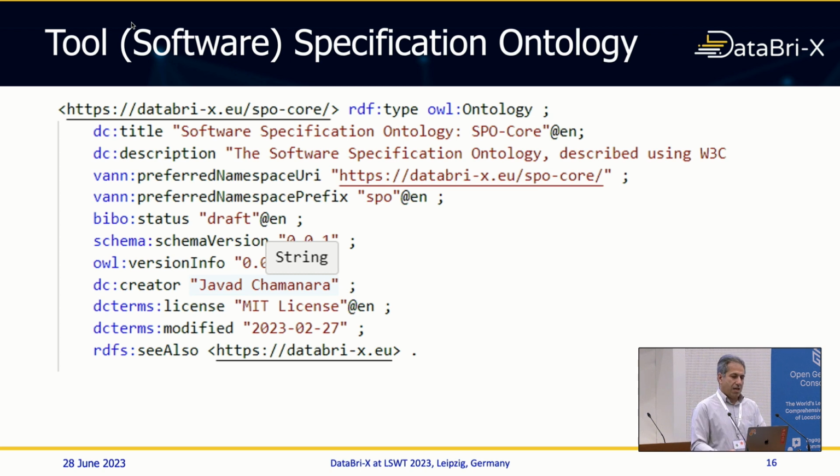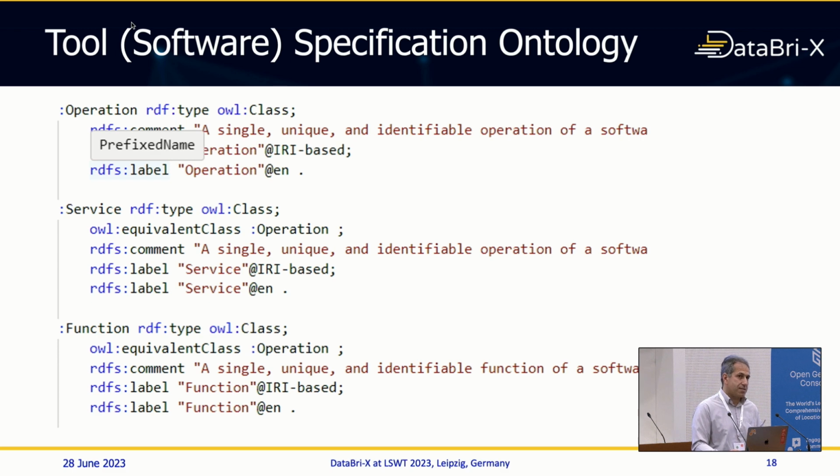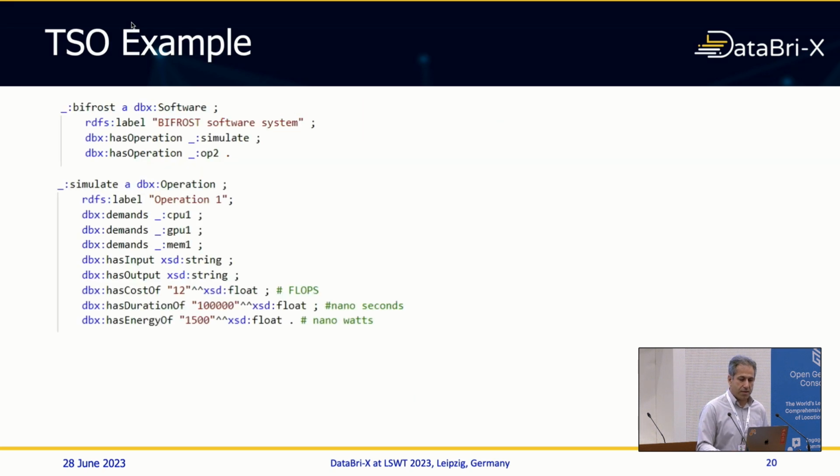Here, what we are doing is basically basic information about the software, basic information about the operations that the software is doing, and then the relationship between this: this is the duration of this operation, this is the time that it takes, this is the cost that it takes, and we have a software benchmarking platform that measures all the resources that are needed. For example here, we know that this single operation will take 12 flops. It will take 10 milliseconds to run. It will take, I guess, 1,500 nanowatts to complete.